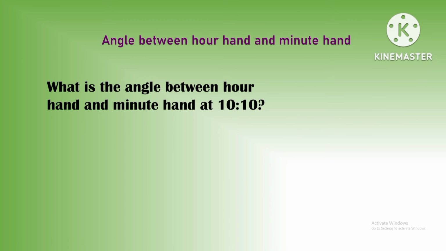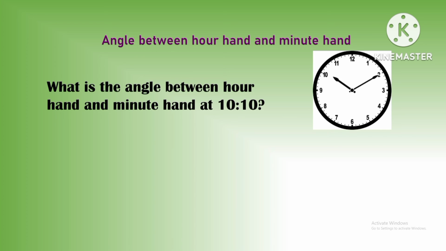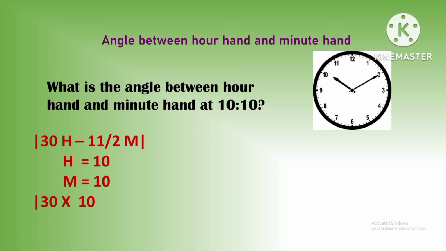The next question is, what is the angle between the hour hand and minute hand at 10:10? That is, when the clock is at 10:10, we should find the angle. While substituting in the formula, we all know the formula is modulus of 30h minus 11 by 2 into m. So h is equal to 10 and m is equal to 10. We get 30 into 10 minus 11 by 2 into 10. That is 300 minus 55 degrees, that is equal to 245 degrees.